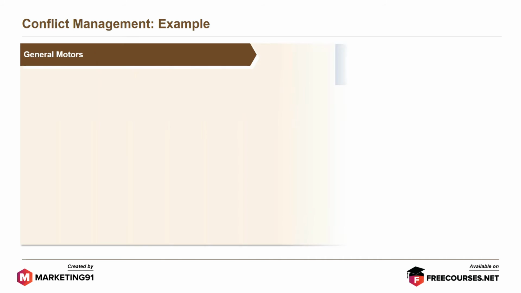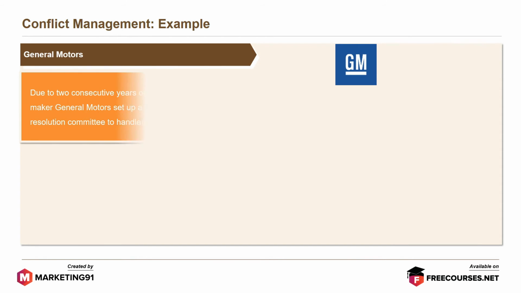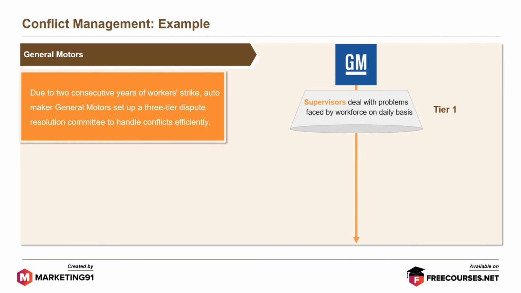Let's see how General Motors handled dysfunctional conflicts in the organization. Due to 2 consecutive years of workers' strikes, automaker General Motors set up a 3-tier dispute resolution committee to handle conflicts efficiently. Tier 1. Supervisors deal with problems faced by the workforce on a daily basis. Tier 2.